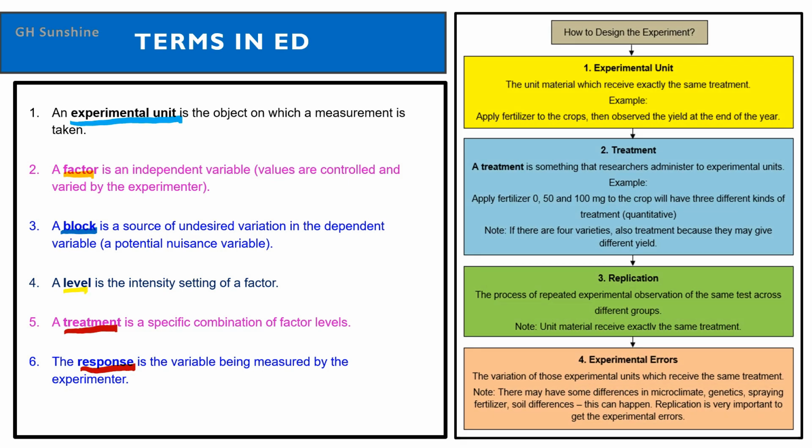So this is how to design the experiment. First, you must know the experimental unit. Next, what is the treatment? Number of replication. And last one, the experimental errors.